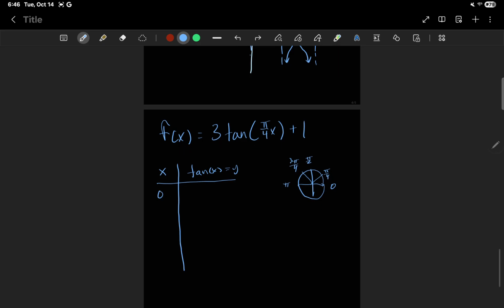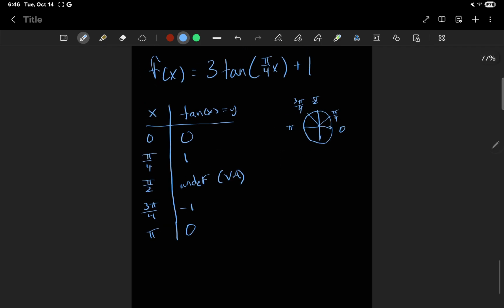So they start duplicating themselves once they've gone halfway around the circle. So we're going to mimic that in our table. Our x values are going to be 0, pi over 4, pi over 2, 3 pi over 4, and pi. And tangent of 0, that's 0. Tangent of pi over 4 is 1. Tangent of pi over 2 is undefined. So this is going to be a vertical asymptote for us. Tangent of 3 pi over 4, that's -1. And tangent of pi is 0 as well.